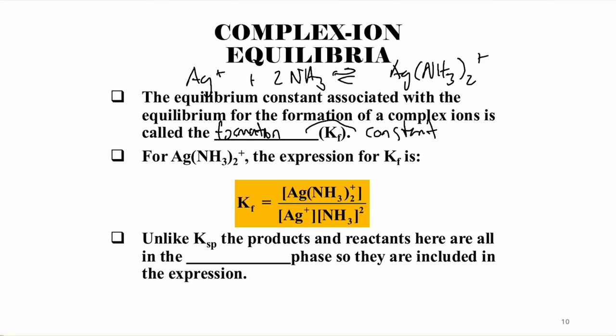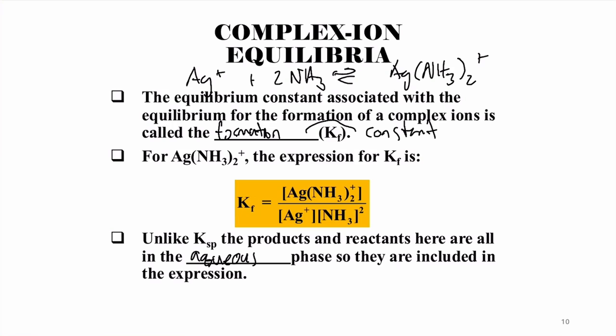The equilibrium constant is the same thing as everything we've done before, right? These are all aqueous in solution, and we just do the products over the reactants. This is called the formation constant. And so all of these are going to be in the aqueous phase, right? Whereas with Ksp, we're looking at the process of dissolving a solid, so the reactant was a solid. Here, everything is already in the aqueous phase, so we have to include all of these concentrations in our expression for the equilibrium, right?